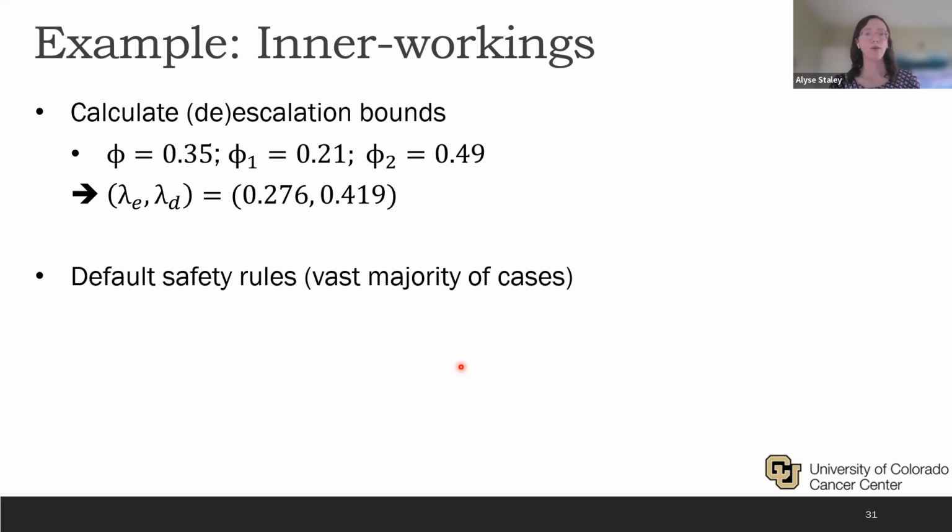Now, to implement the BOIN design, we have to calculate the optimal escalation and de-escalation boundaries based on the acceptable DLT ranges. They have been calculated using a formula here, such that we need to escalate at the 28% mark and de-escalate if our DLT rate is greater than 42%. And in this case, we'll use the default safety rules, as is done in the vast majority of applications.